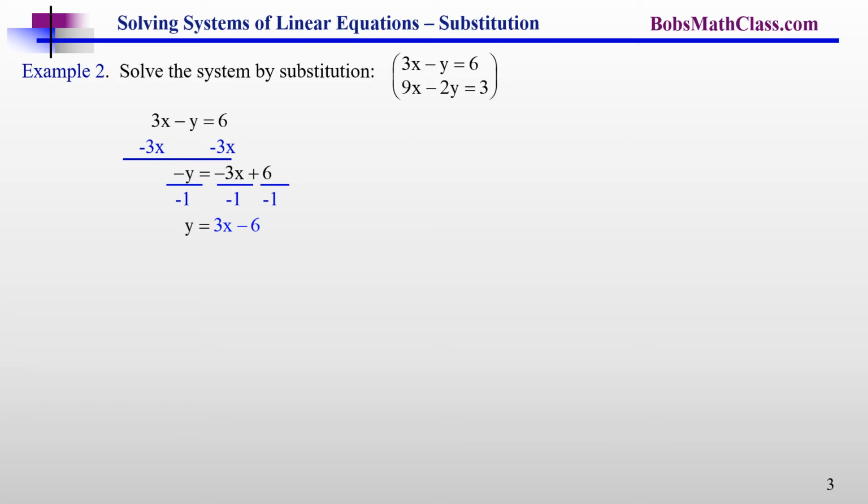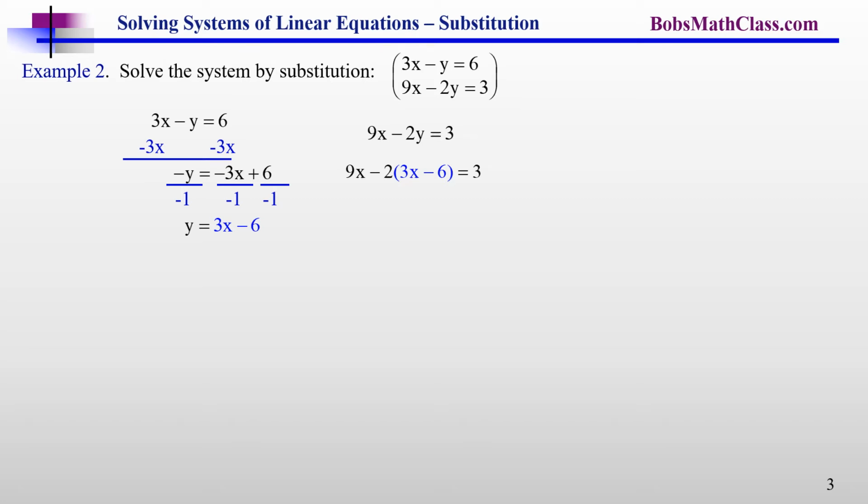So now we need to take the right side of that equation and plug it into the other equation for y. Y is equal to 3x minus 6. So you go to the bottom row and replace the y with 3x minus 6. So I'm taking the bottom row. There it is. We put 3x minus 6 in place of y.